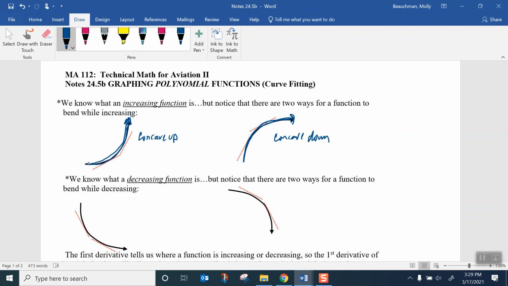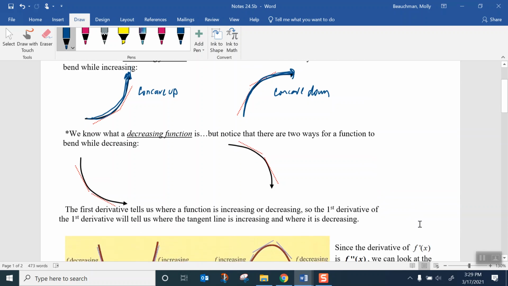So as your function is increasing, the slopes of your lines are also increasing. That's concave up. As your function is increasing, the slopes of your lines are decreasing. That's called concave down. Their slopes are still positive, but it's the rate at which the slopes themselves are changing.